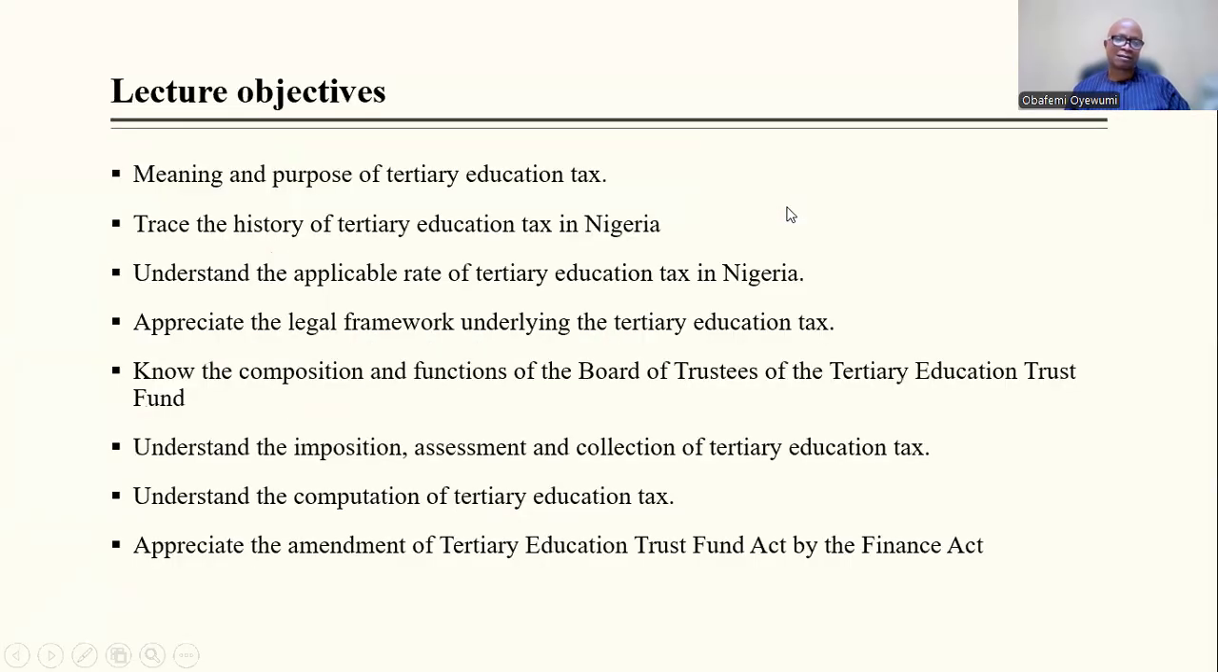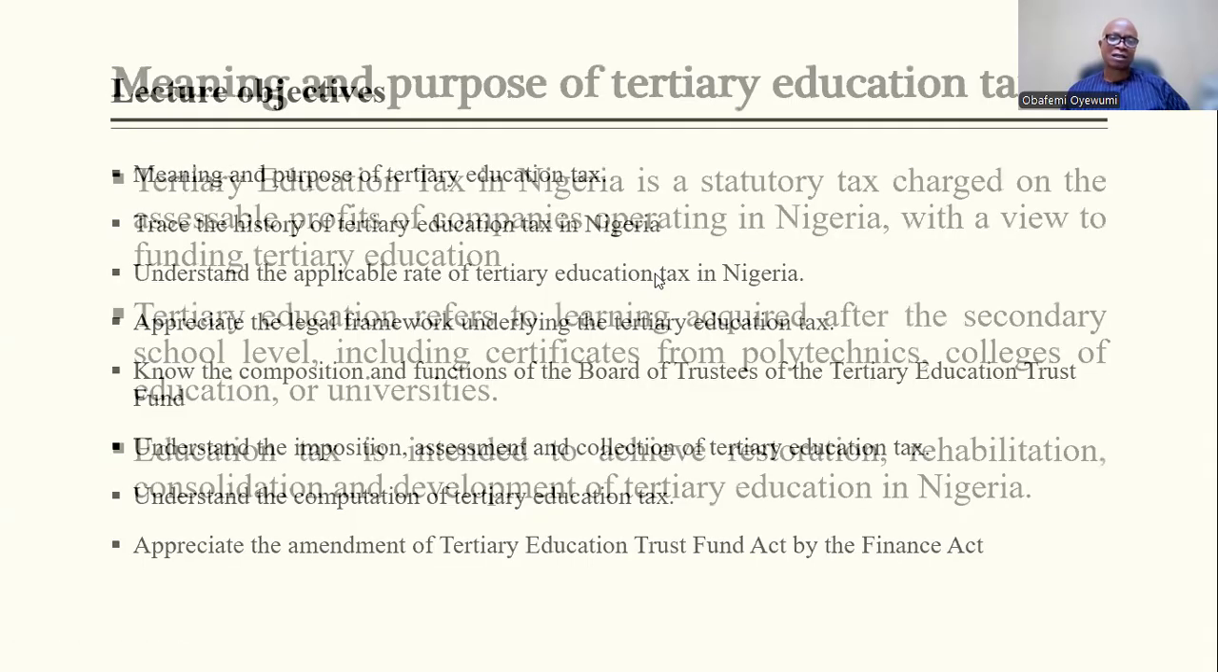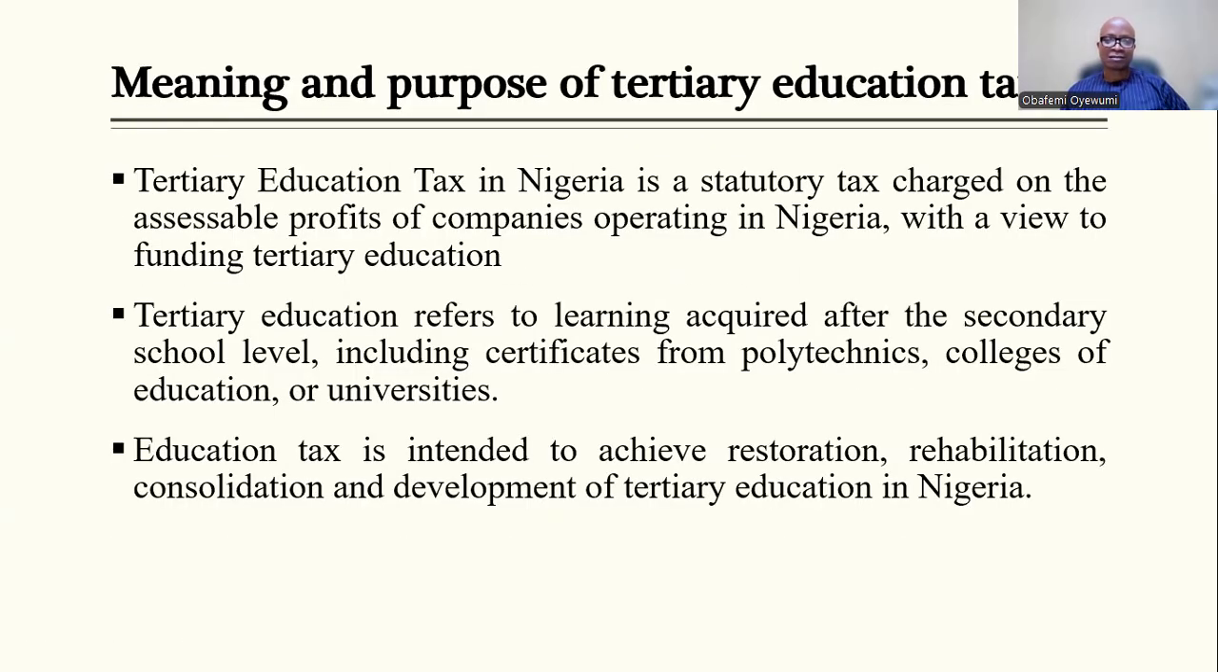Let's look at the learning objectives. One is to understand the meaning and purpose of tertiary education tax in Nigeria, to trace the history of tertiary education tax in Nigeria, and then to understand the applicable rate of tertiary education tax, appreciate the legal framework underlying tertiary education tax, to know the composition and functions of the board of trustees of the Tertiary Education Trust Fund, and then to understand the imposition, assessment, and collection of tertiary education tax, and also to appreciate the amendment of the Tertiary Education Trust Fund by the Finance Act. So let's go and look at the meaning and the purpose.